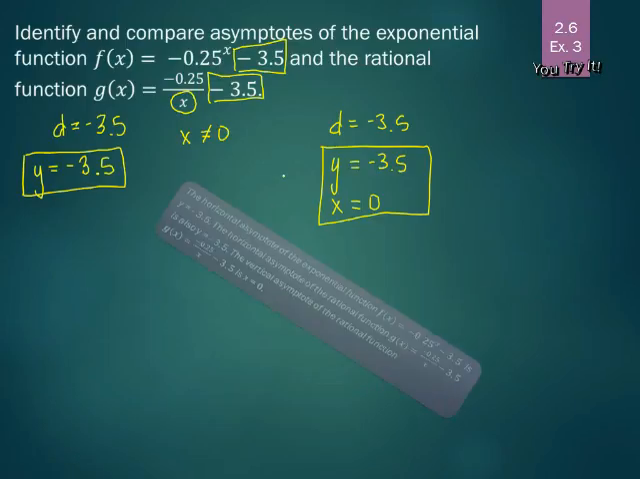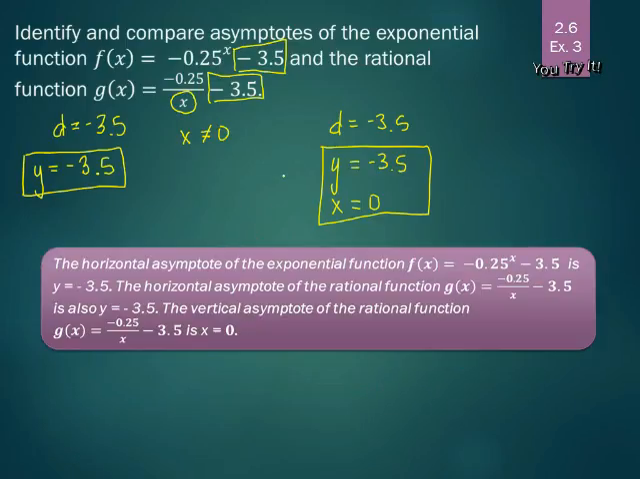So our final answer is the horizontal asymptote of the exponential function f of x equals negative 0.25 to the x minus 3.5 is y equals negative 3.5. The horizontal asymptote of the rational function g of x equals negative 0.25 divided by x minus 3.5 is also y equals negative 3.5.